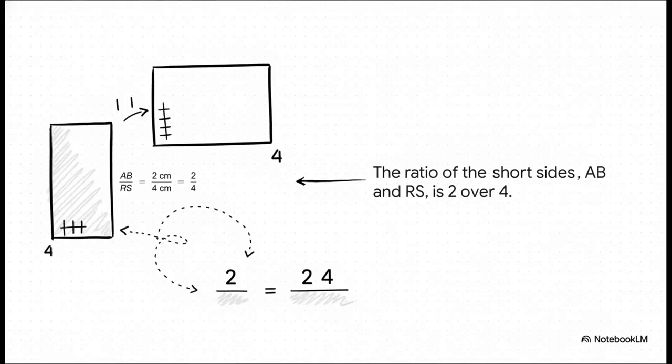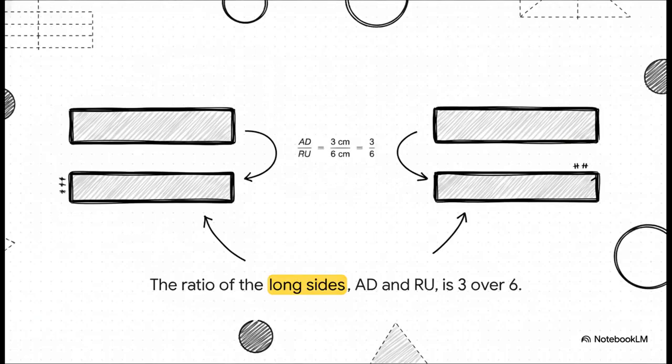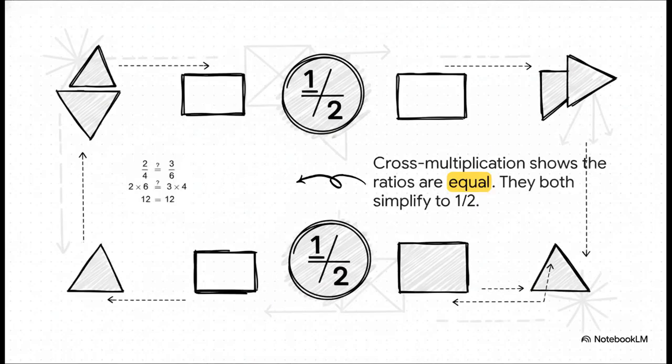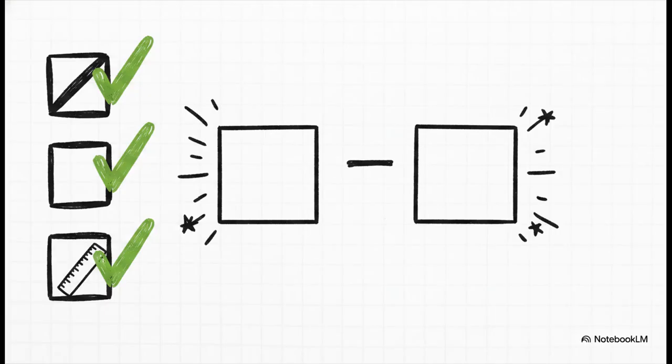Let's match the short sides. That's 2 and 4. So our ratio is 2/4. Now the long sides, we've got 3 and 6. That gives us a ratio of 3/6. So are these ratios equal? Yep, they both simplify to 1/2. The sides are proportional. And there you have it. Both rules passed. These rectangles are officially similar.